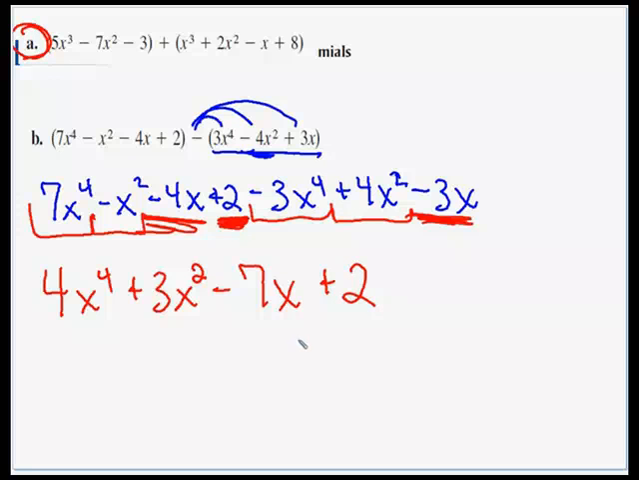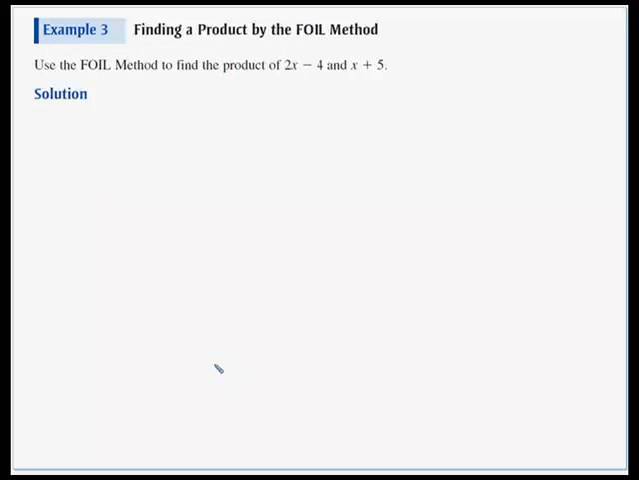And the moral of the story is, be careful when you are subtracting polynomials. You have to distribute that negative, then you simply collect the like terms. This should ring a bell, the FOIL method. Finding a product by the FOIL method. Use the FOIL method to find the product of these two binomials.